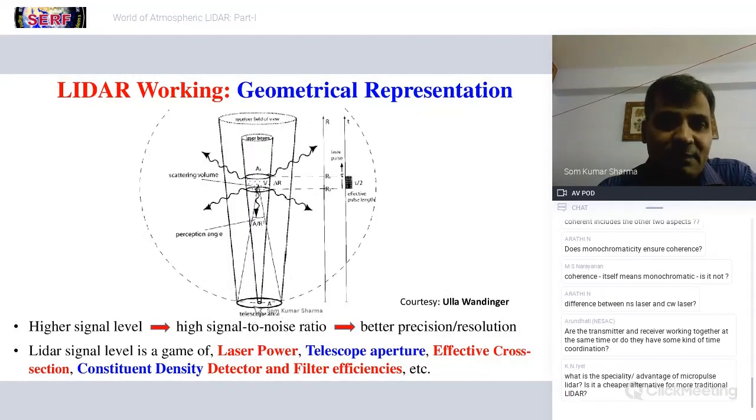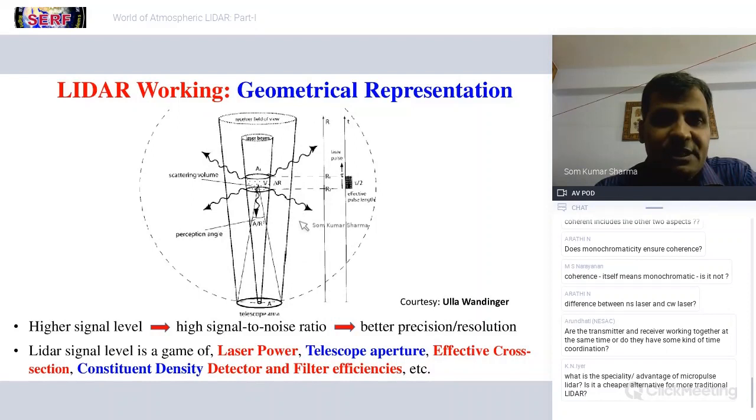And for a coaxial system, suppose the laser beam is being pumped like this. The smaller cone type of thing is the laser beam, and this is the telescope. So when the laser beam passes into the atmosphere, it is in the field of view of the telescope. Then this is the illuminated volume, and from the illuminated volume the signal goes in all directions. These arrows are scattering in all directions, and then the backscattered signal is received by the telescope. So this is basically the geometrical representation.